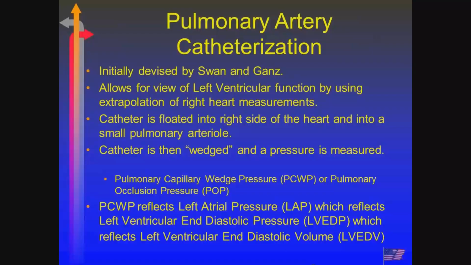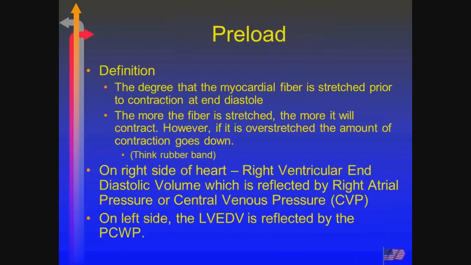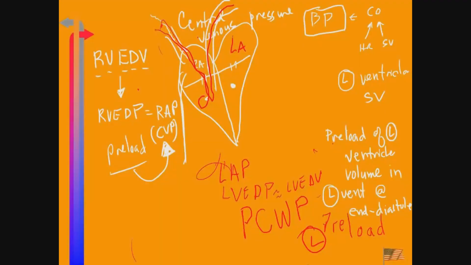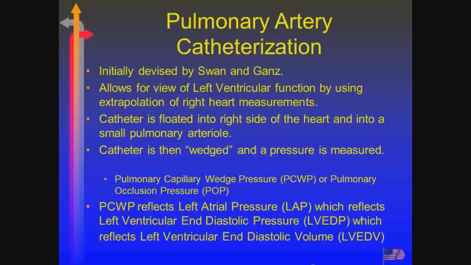Let me just go back here and make sure I covered both those points I wanted to. So on the right side, that right ventricular end diastolic volume is reflected by the right ventricular end diastolic pressure, or CVP. On the left side, it's indicated by the wedge pressure. So this pulmonary artery catheter, created by Swan and Ganz, allows us to see what's going on the left side by doing a right-sided measurement. And for the most part, it's pretty accurate. There are some caveats to that, but I'm putting a catheter into the right side of the heart.